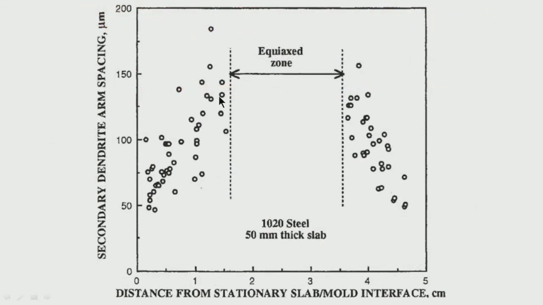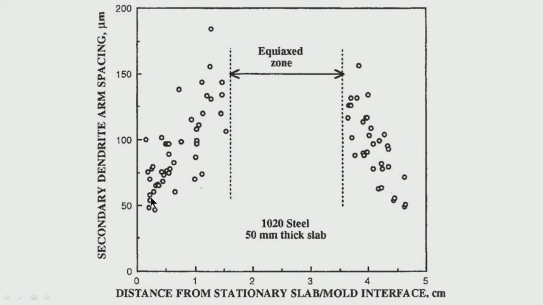The same thing will be visible in this figure. Look at what is happening here. This is the distance from the stationary slab or mold interface. That means this zero is the mold location. As you go this way, we are increasing the solidification distance, so the shell thickness is increasing. As I have told you, at both the surfaces you have the columnar zone, and in the central portion of the casting you have the equiaxed zone. The columnar zone is dendritic, and the equiaxed zone is also dendritic.